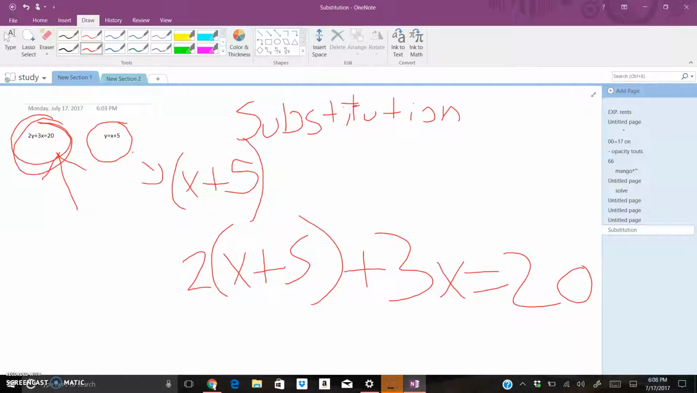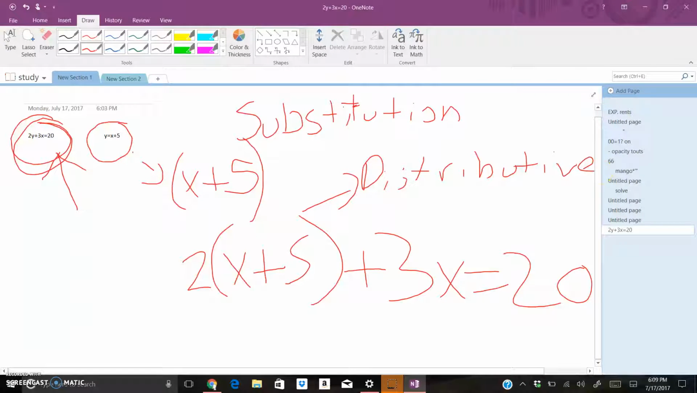And now I hope you guys know how to solve equations with only one variable, but I'm going to show you anyway. 2 times x plus 5. We can use the distributive property over here, and we can solve it. The distributive property basically states that you can distribute the numbers outside the parentheses to the numbers inside the parentheses. So we multiply 2 with x and we multiply 2 with 5. 2 times x is 2x plus 10.